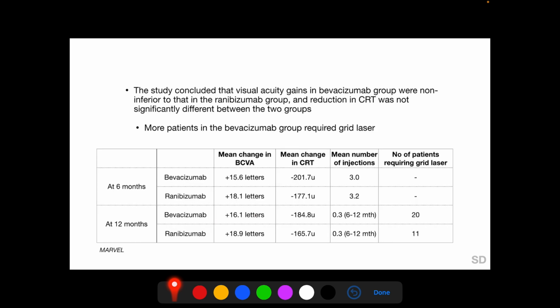The MARVEL study concluded that visual acuity gains in the bevacizumab group were non-inferior to the visual acuity gains in the ranibizumab group, and reduction in central retinal thickness was also not significantly different between the two groups, but more patients in the bevacizumab group required grid laser. And this table shows the data from the MARVEL trial.